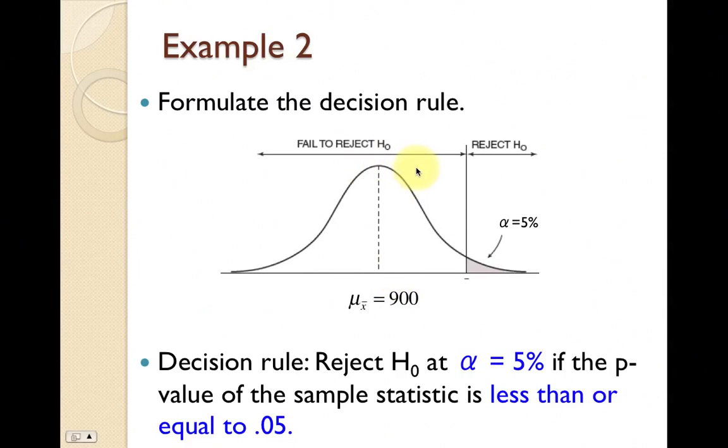So here's our decision rule. Reject the null hypothesis at alpha equal 5% if the p-value of the sample statistic is less than or equal to 0.05. It's the same decision rule. The only thing that changes is 0.05 versus 0.01. But every time we do a hypothesis test, it's going to be the same decision rule. You may have a different alpha, but that's the only thing that changes. Because you always want a small p-value.